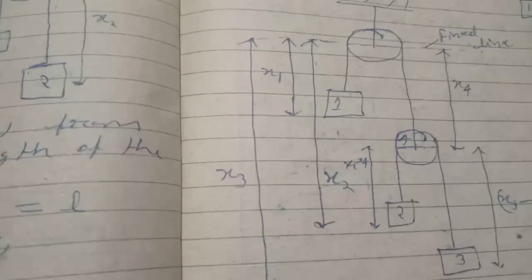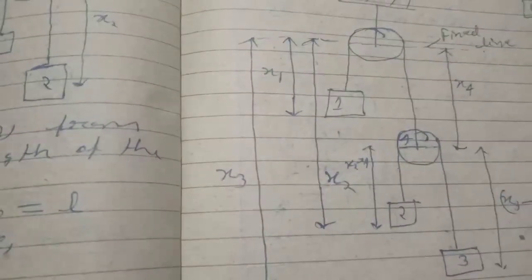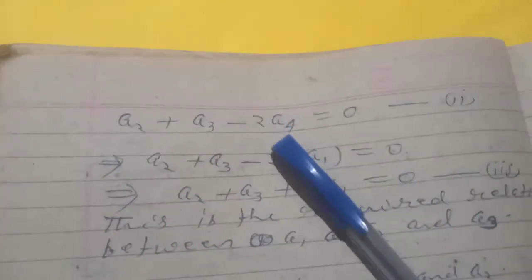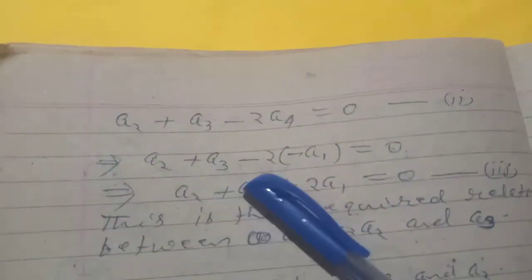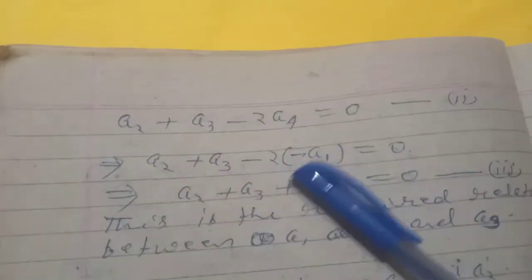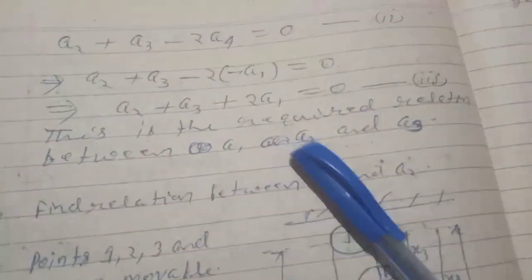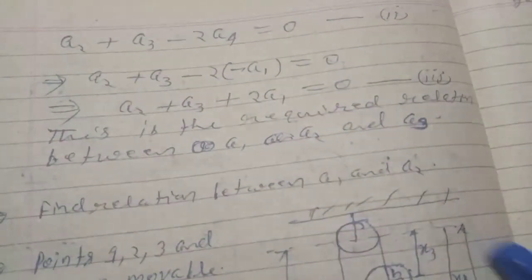Again differentiating the second string equation twice, we get a2 plus a3 minus 2a4 equals 0, or a2 plus a3 minus 2 into minus a1 equals 0, or a2 plus a3 plus 2a1 equals 0. Equation 3. This is the required relation between a1, a2 and a3.